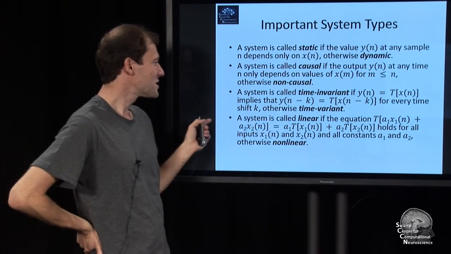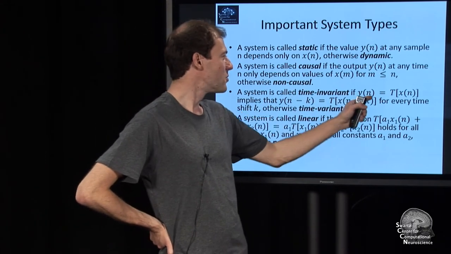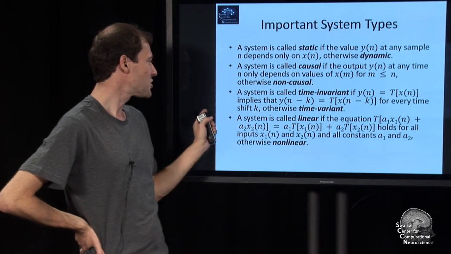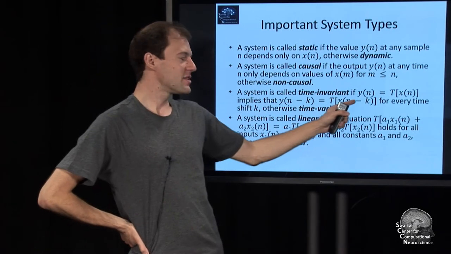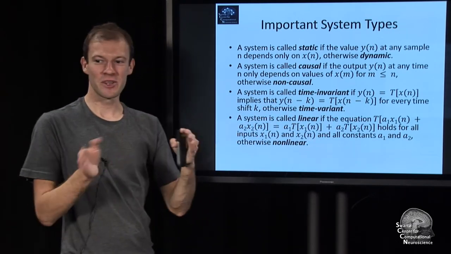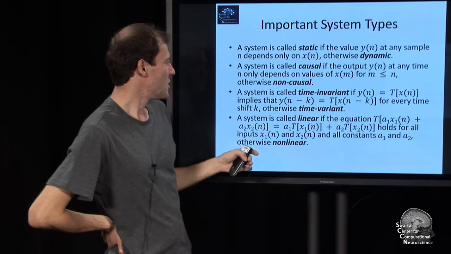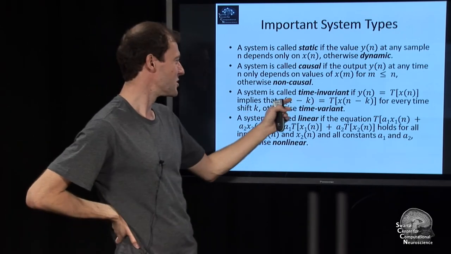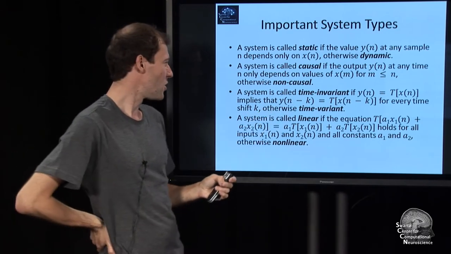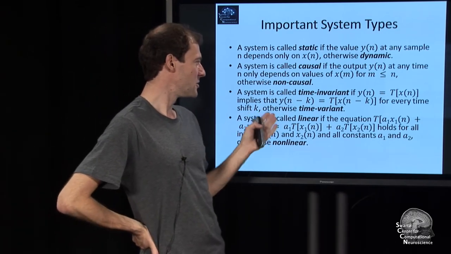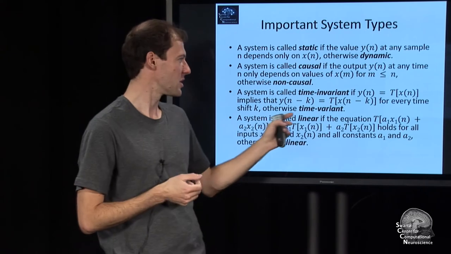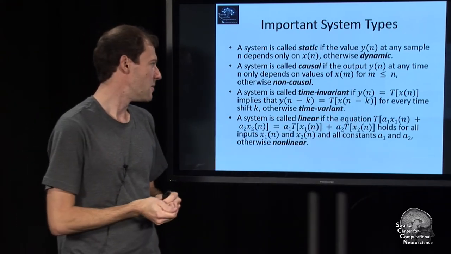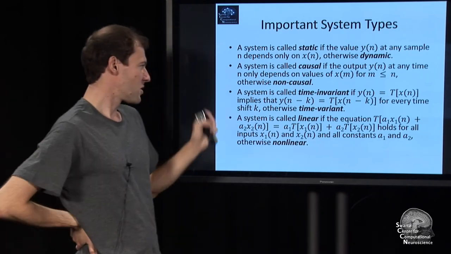And then a system is called time invariant if yn equals a transformation of xn such that if you shift the time, relabel it in a sense, the output is basically the shifted output. So the description does not explicitly depend on time. Otherwise, it's called time variant.